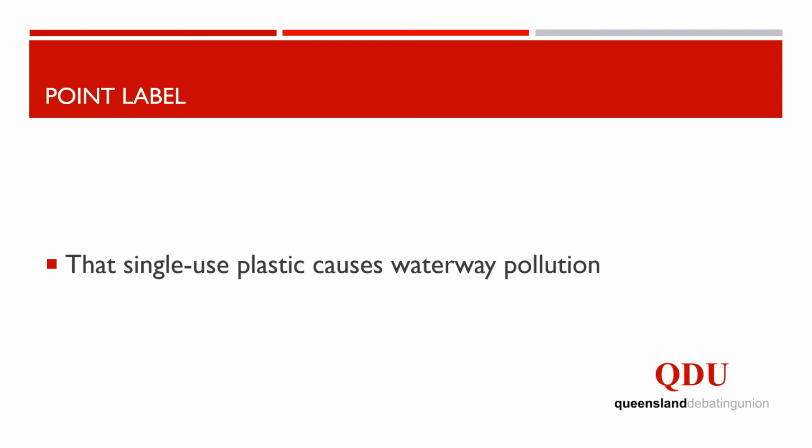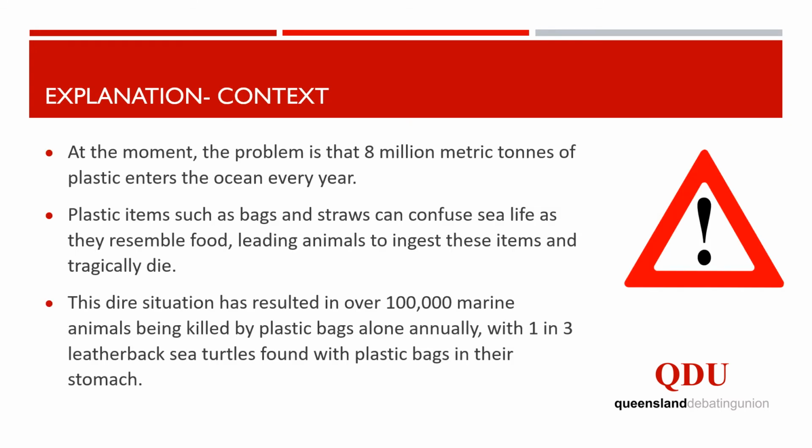Now let's bring it all together. To my first point, that we should ban single-use plastic as it causes waterway pollution. If we take the example of our point about banning single-use plastic, it might look a bit like this. At the moment, the problem is that 8 million metric tons of plastic enter the ocean every year. Plastic items such as bags and straws can confuse sea life as they resemble food, leading animals to ingest these items and tragically die. This dire situation has resulted in over 100,000 marine animals being killed by plastic bags alone annually, with 1 in 3 leatherback sea turtles found with plastic bags in their stomach.